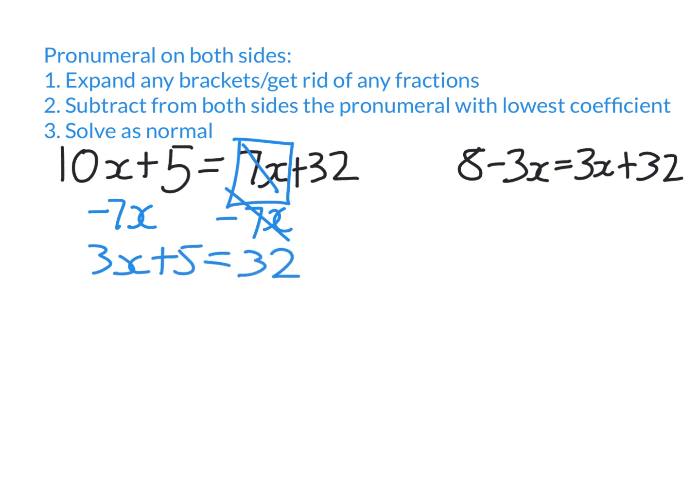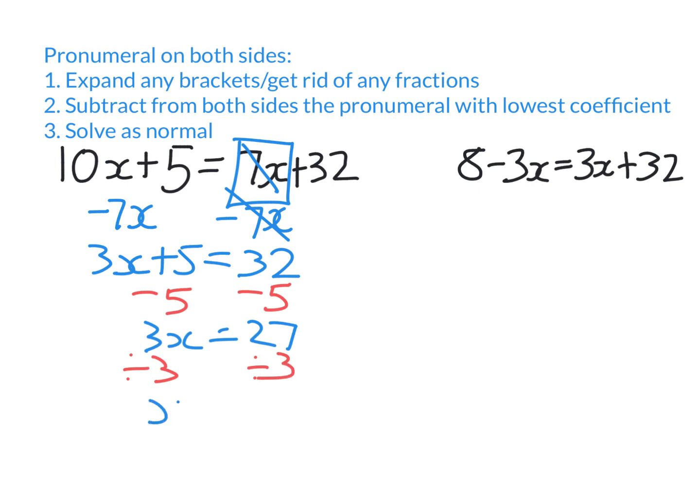What I've done is I have made it so x is only in one spot. Now I can solve as normal. I can undo what's been done to x in the opposite order to BIDMAS. So that would be subtracting 5. So I get 3x equals 27. And then we undo timesing by 3 by dividing by 3.